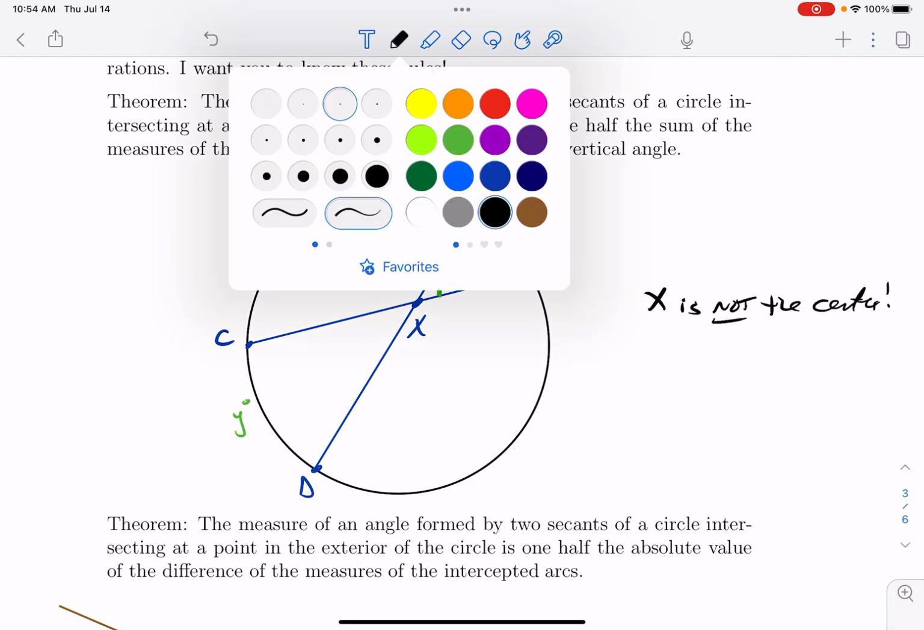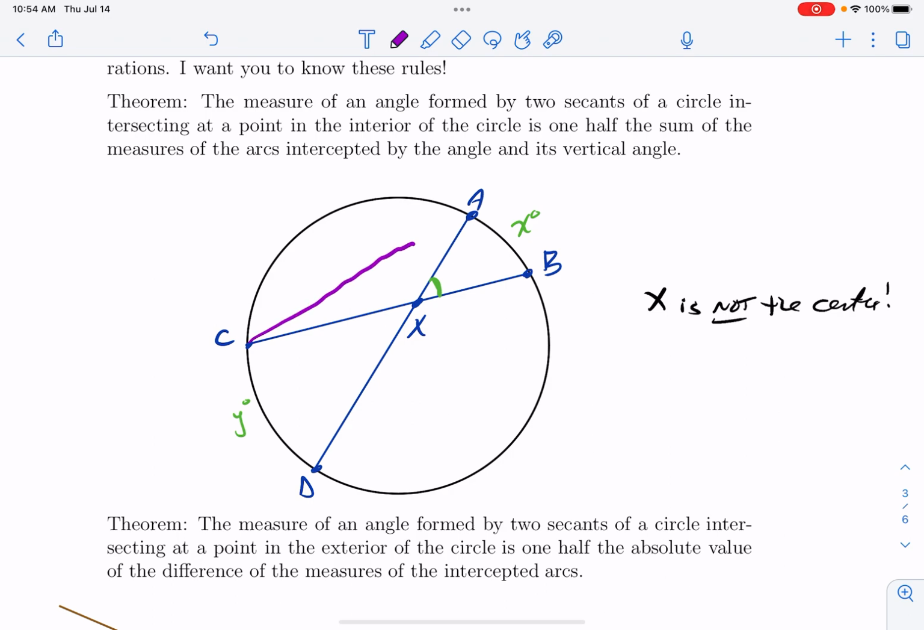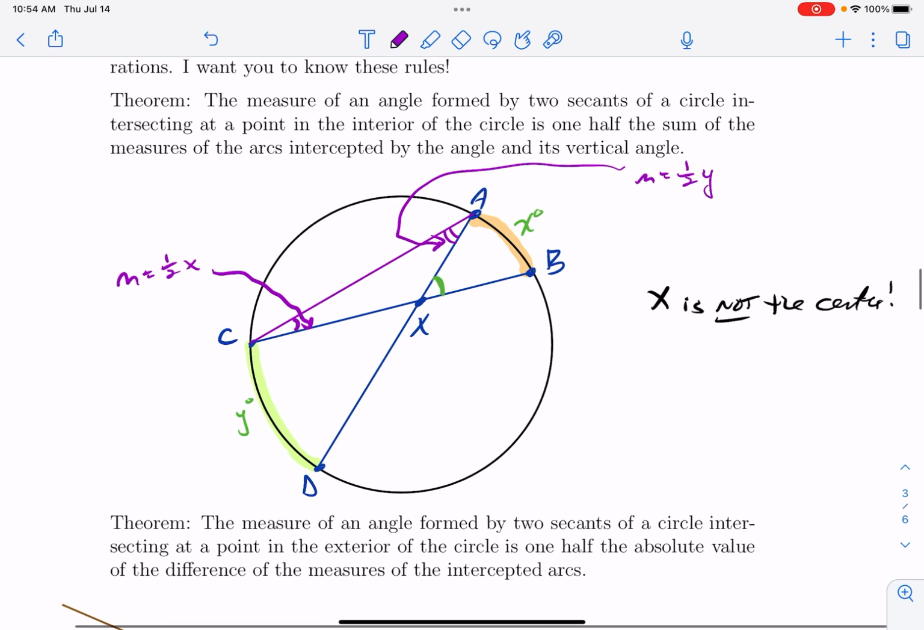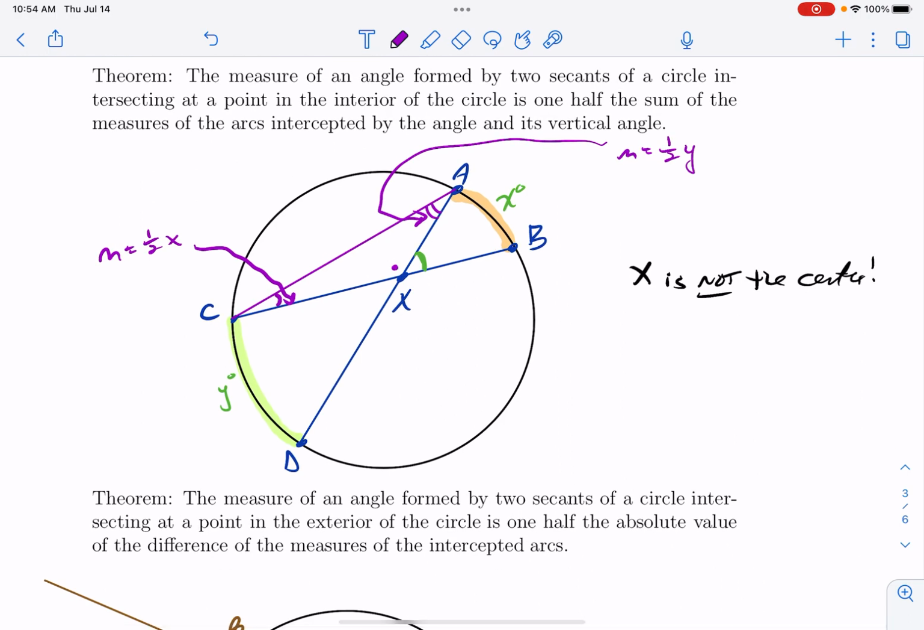So here's the trick. I'm going to draw in a chord like so. This angle like so has this as its intercepted arc. So we know the measure of that angle is 1/2 of x. Similarly, if we look at this arc, it's the intercepted arc for this angle. So this measure would be 1/2 y. Well then, what's this one?